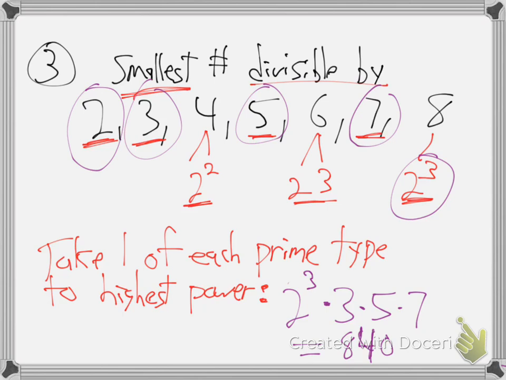Does that make sense what I did there? I just broke them all down to primes, and I just went through and I grabbed one of every prime, and I took the highest one. That means they can all fit in there. They're all in 840. And it's the smallest number. They're all in.